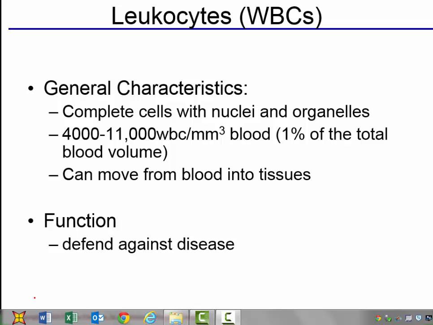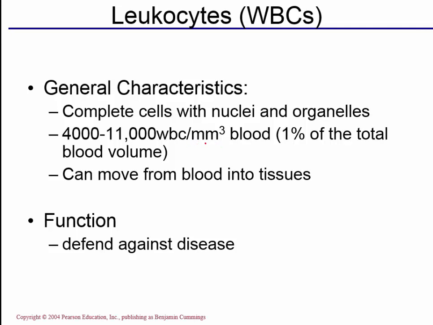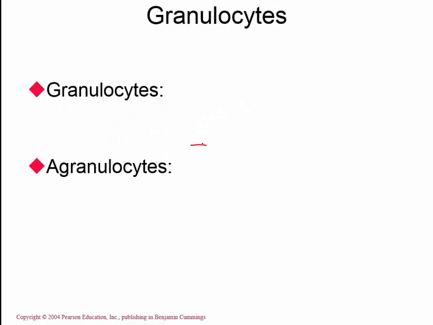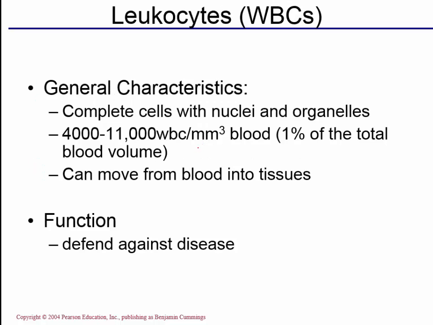Leukocytes make up about 1% of the total blood volume, with about 4,000 to 11,000 white blood cells, or leukocytes, per cubic millimeter of blood. You might remember that 1 cubic millimeter of blood is equivalent to 1 microliter of blood.